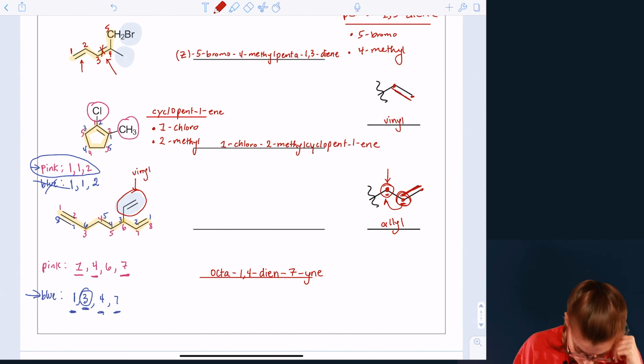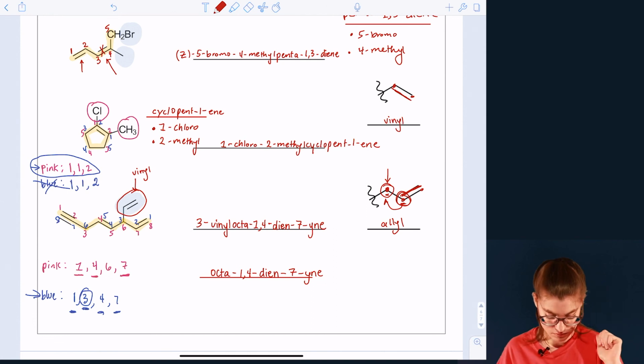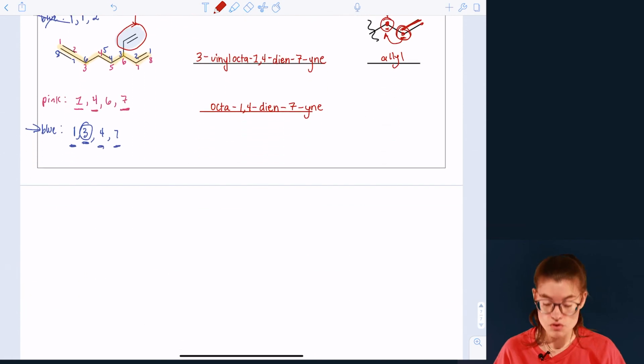so this is actually a vinyl substituent. So this will be 3-vinyl-octa-1,4-diene-7-yne, and that's it. So 3-vinyl-octa-1,4-diene-7-yne. It's a lot of work. And so that is it for this video.